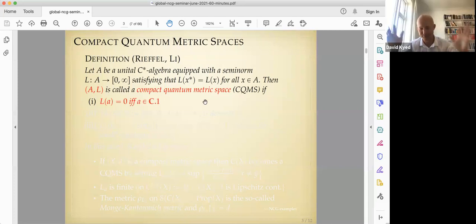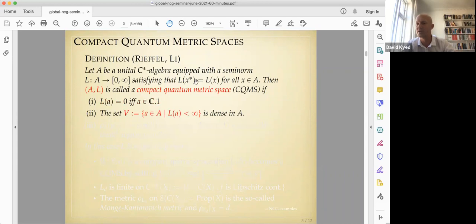Okay. Let me start over. So the definition, of course, is that you take a unital C-star algebra and you need some additional data. And what you put on it is a semi-norm. The semi-norm is allowed to take the value infinity, and it's supposed to play well with respect to the star. And then I will require that the kernel of the semi-norm consists exclusively of the scalar multiples of the identity. And I will also require that it's not too infinite, in the sense that the domain, the set on which it is actually finite, is a dense subset in the C-star algebra. It need not be an algebra, but it has to be dense.